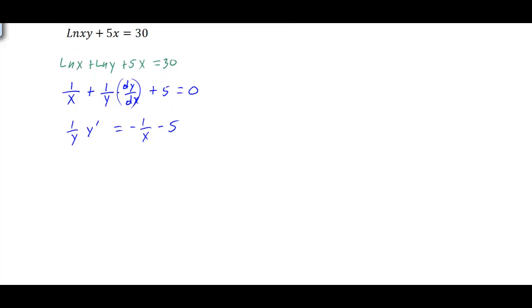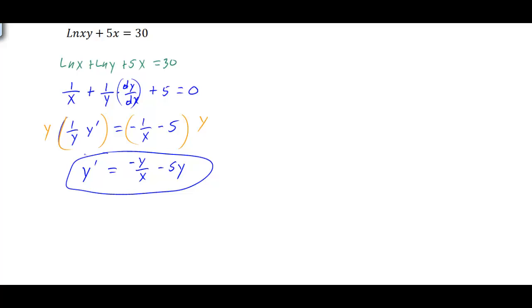Now if we solve for y prime, we need to get rid of 1 over y, so we can multiply both sides of the equation by y. We'd be left with y prime equals negative y over x minus 5y. And there's our derivative. This is either y prime, or you can think of this as dy/dx, the derivative of y with respect to x, and this is equal to negative y over x minus 5y.